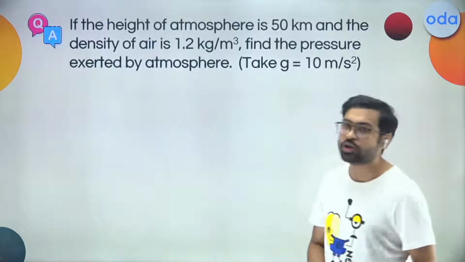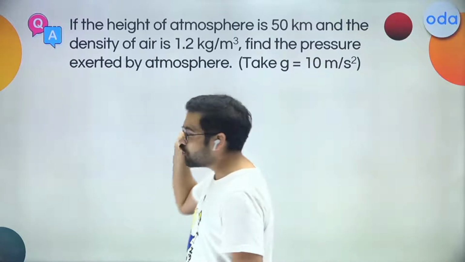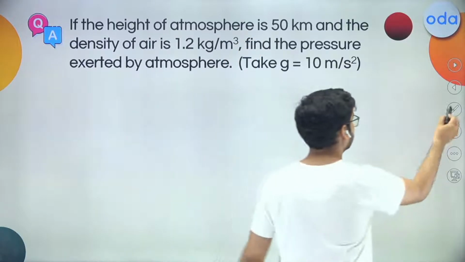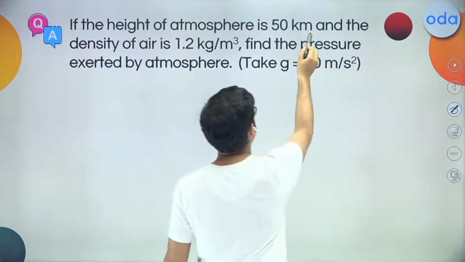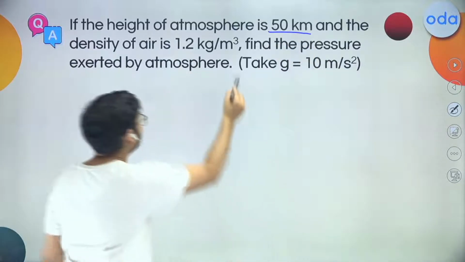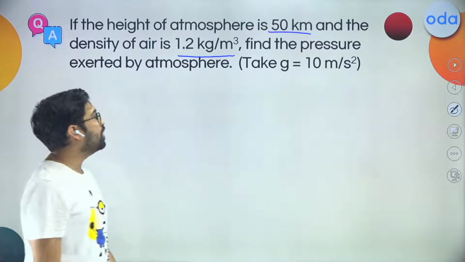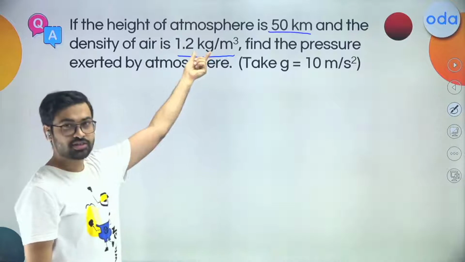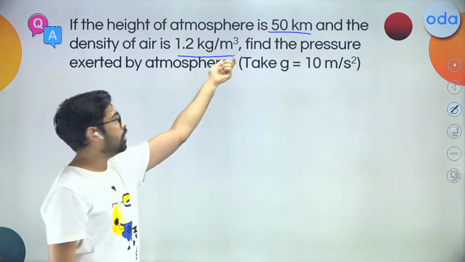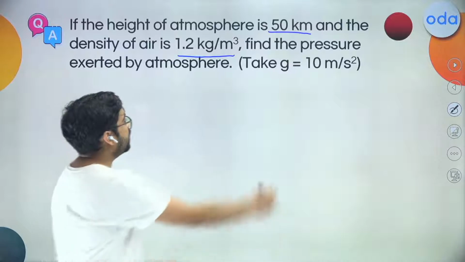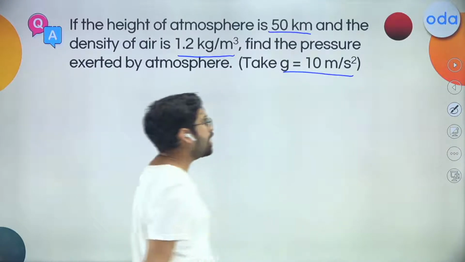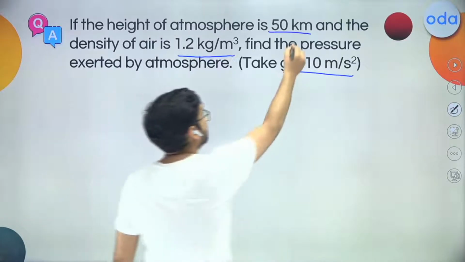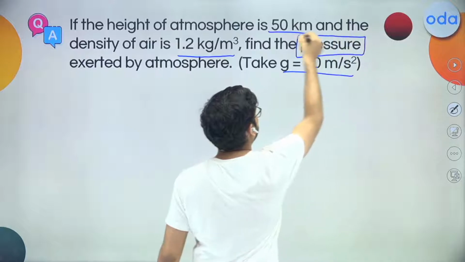So here's the question for you. It says there is height of atmosphere given. We are assuming that this is roundabout 50 kilometers. And the next thing that we are given is the density of air. It is given as 1.2 kg per meter cube. Density is mass, that is kg, per unit volume, that is meter cube. And finally, you can take the value of g as 10 meter per second square. You have to tell the pressure exerted by the atmosphere.